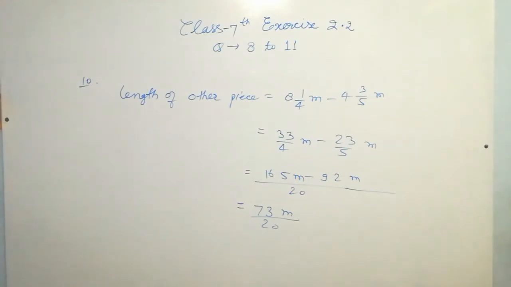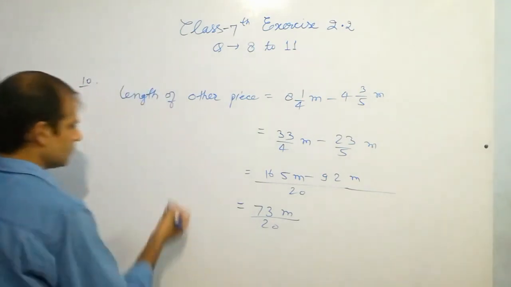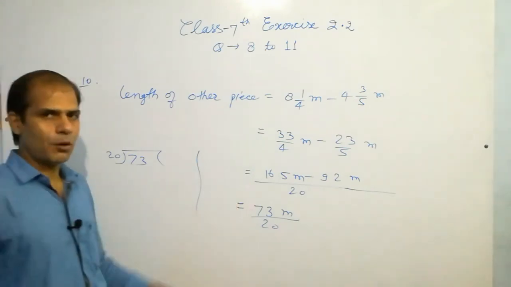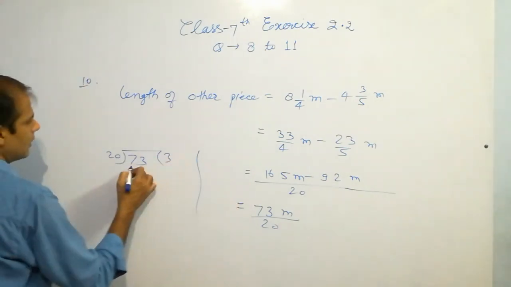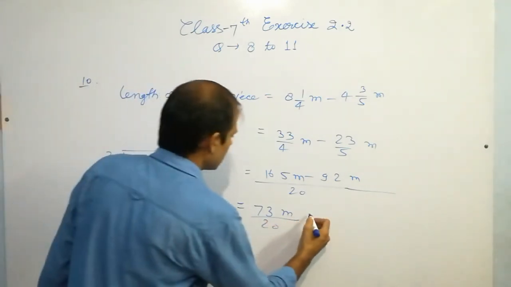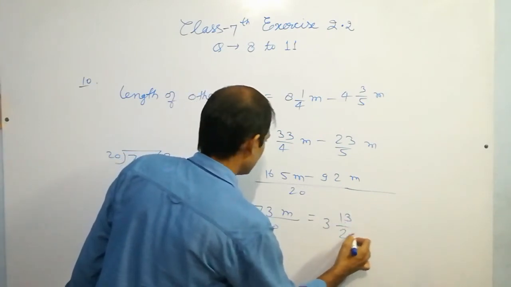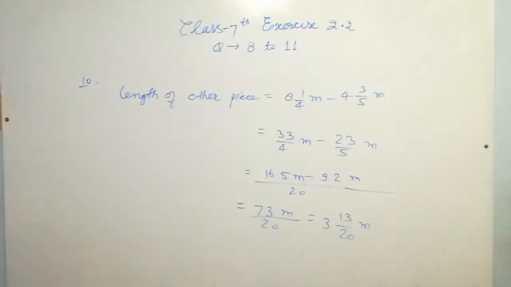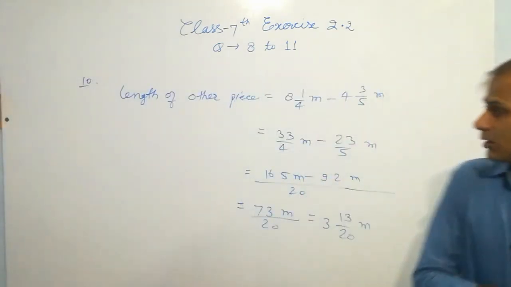Okay, now perform the division. So here I am going to tell you, because this is an improper fraction. So it is 20 3 ja 60. Okay, the remainder is 13. So the answer will be 3 and 13/20 meter. Erase this rough work. So the answer of question number 10, we should check the answer also. 3 and 13/20 meter. So okay students, pause the video and note it down.